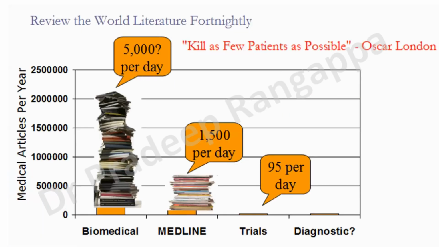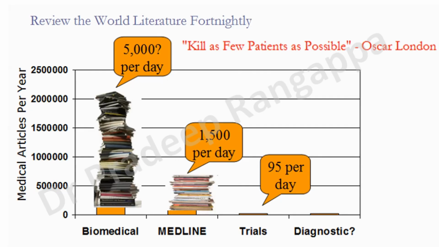Why this is important? Because if you look into the literature today, this is an old graphical representation, so literally you have trials. As I said, this data is old. 95 trials per day come out globally. And if you look at Medline, 1,500 articles are getting churned out every day. And if you look into the whole literature in the biomedical science, it's 5,000. So this is literally insane that this much information is coming out every day.